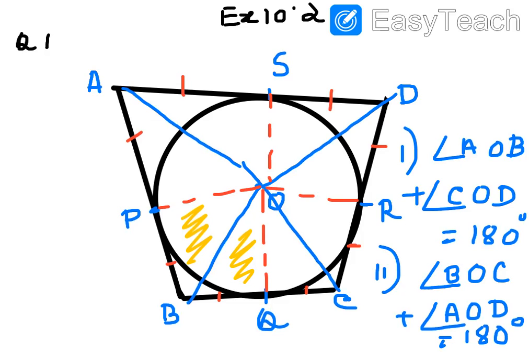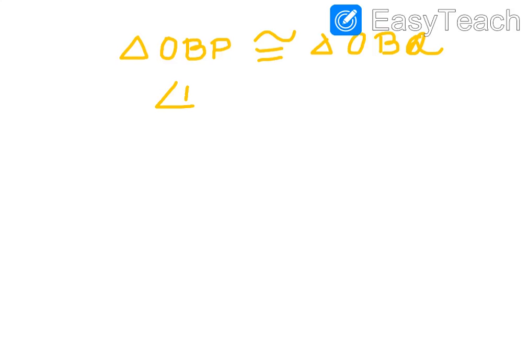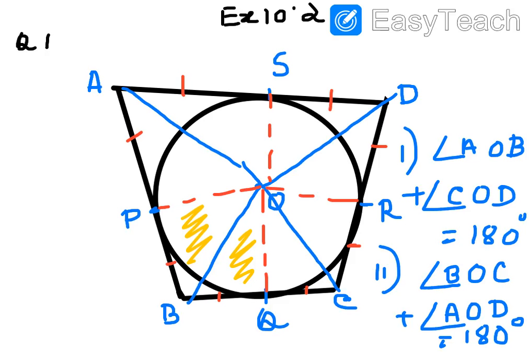Therefore, triangle OBP is congruent to triangle OBQ. This is the SSS congruence criterion. Therefore, angle 1 is equal to angle 2. Now, which one is angle 1? This is angle 1 and this is angle 2.